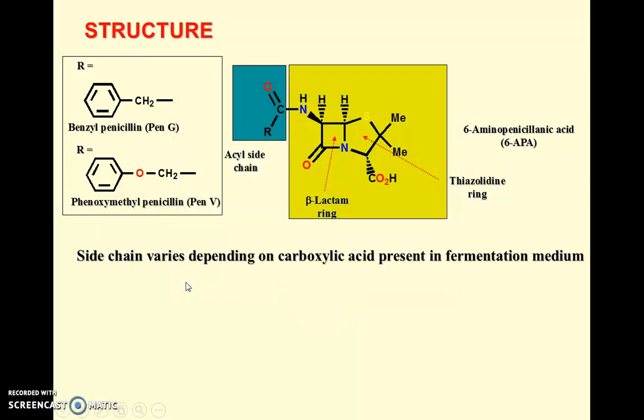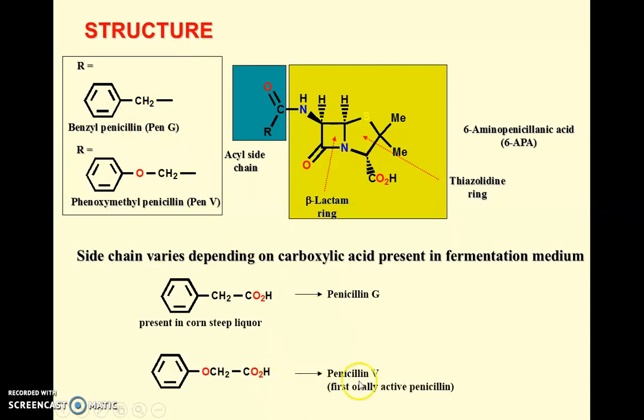Next, the side chain depends on the carboxylic acid present in the fermentation media, because these are naturally occurring antibiotics. That depends on the precursor which we are using in the fermentation process. Which precursor we are using determines whether we get the product benzyl penicillin or penicillin G, or penicillin V.